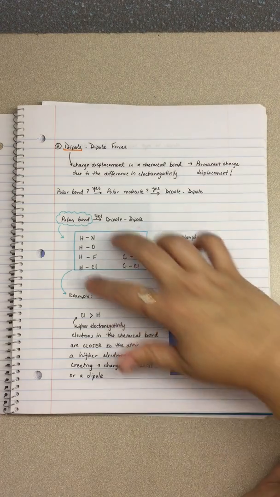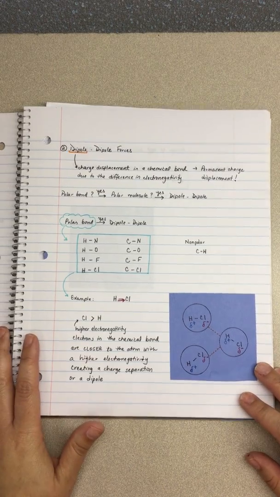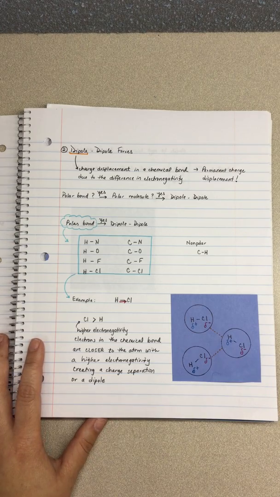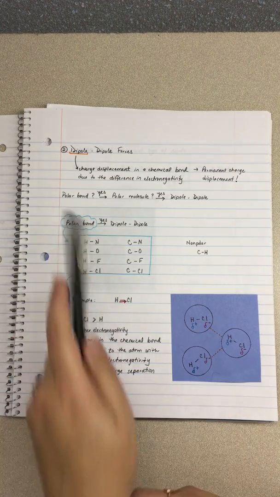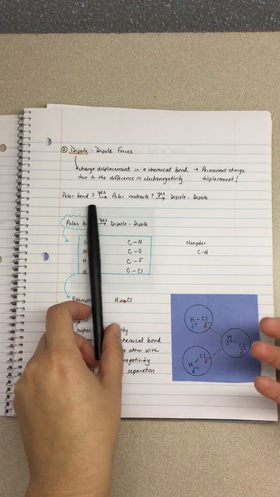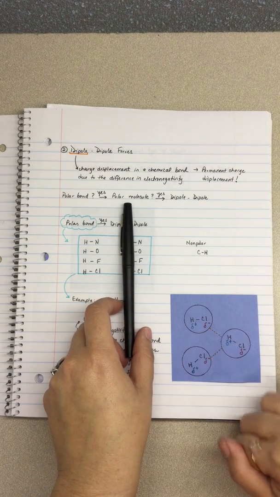So I have here a list of polar bonds, and this is not always true, okay? This is for my classes. For my classes, I do polar bonds versus polar molecules. First thing that you need to identify is if you have a polar bond. If that's true, now you need to check if your actual molecule is polar.